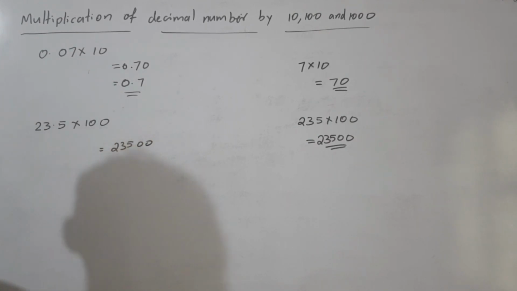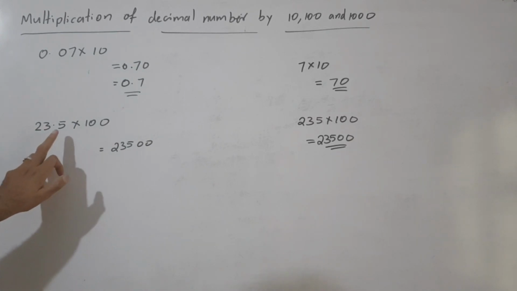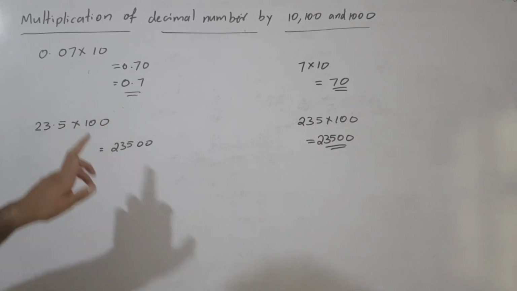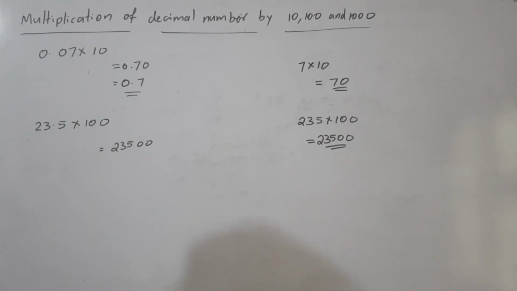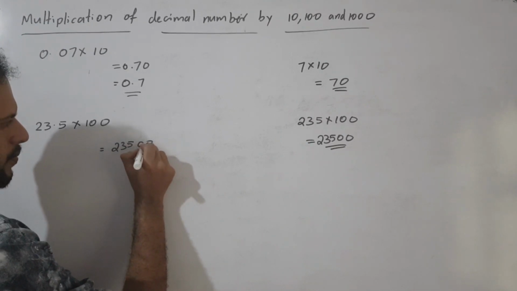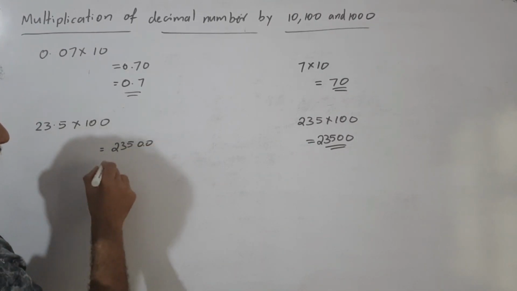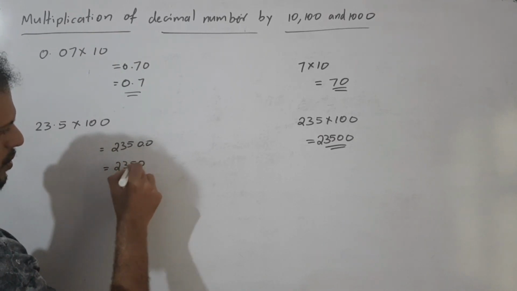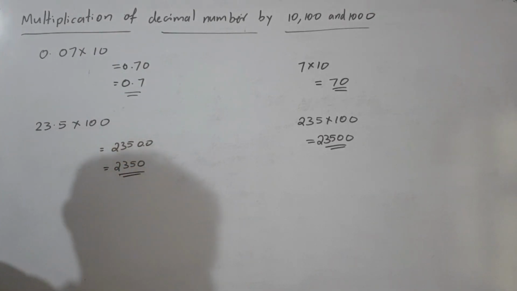So we write the answer here, 23,500. So where we need to put the decimal point: here the decimal point is after one digit. Here there is no decimal point. So in the answer we need to put the decimal point after one digit, correct? One digit. Then 2350. 2350. What is the answer?